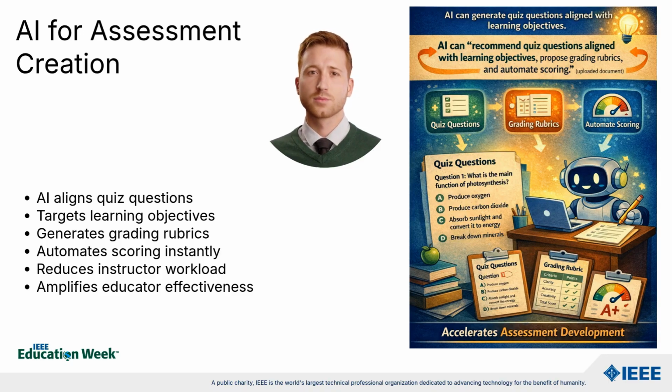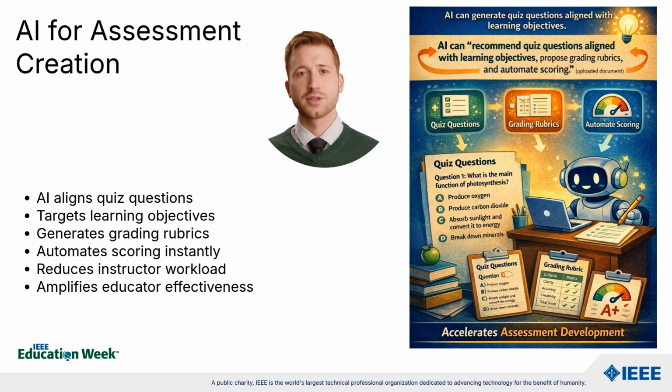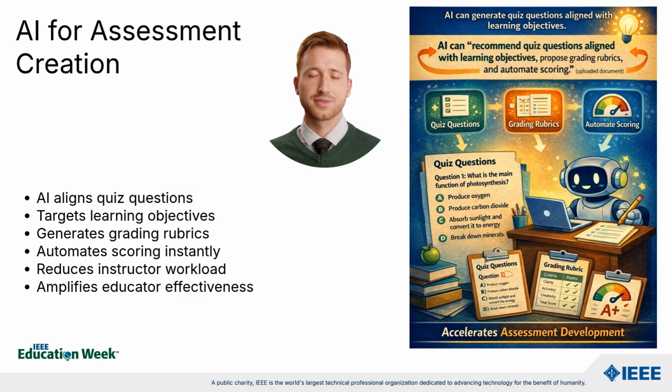AI can generate quiz questions that align directly with learning objectives, making assessment creation faster and more targeted. Instead of starting from a blank page, educators can quickly produce questions that reinforce exactly what learners need to understand. But AI's value extends beyond question generation. It can also propose grading rubrics, offering clear, consistent criteria for evaluating performance, supporting fairness, transparency, and instructional alignment.